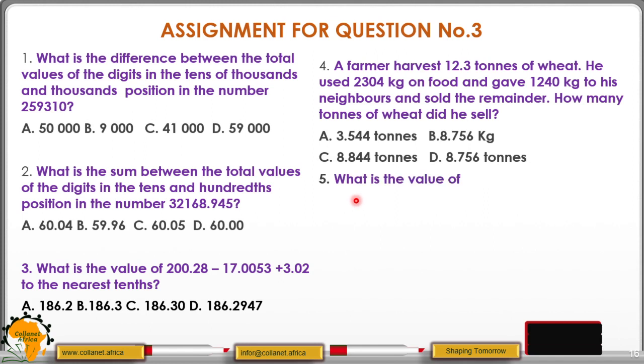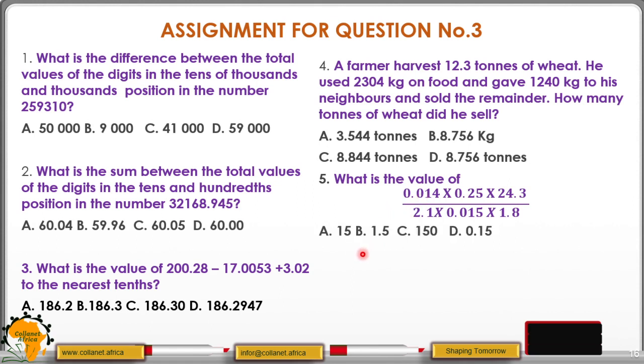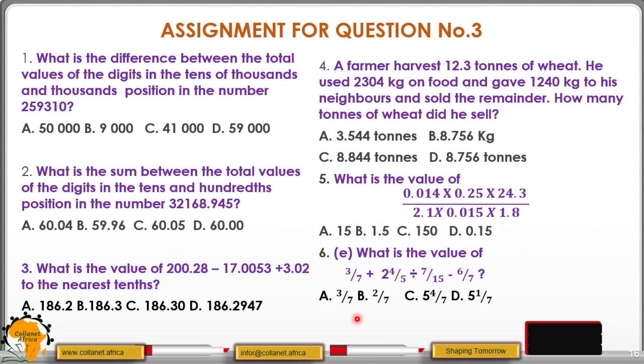Question number 5, what is the value? There you have to be very careful with the decimals, and then the cancellation. This one you require a lot of multiplication table. Then the choices are provided. Lastly, we have number 6, and here we have the question and the answers are there.